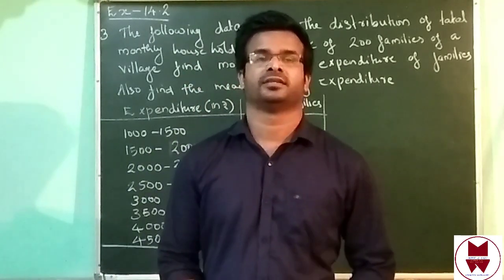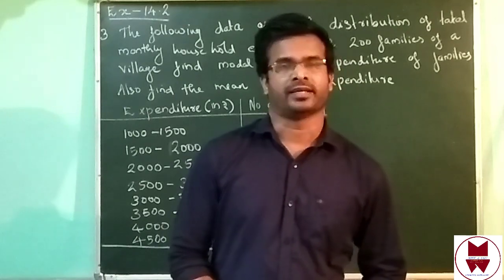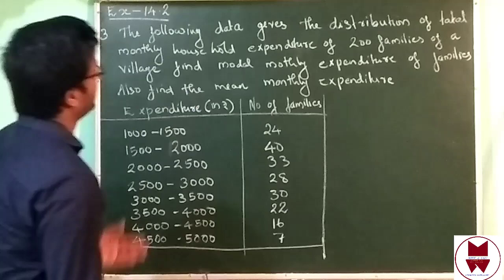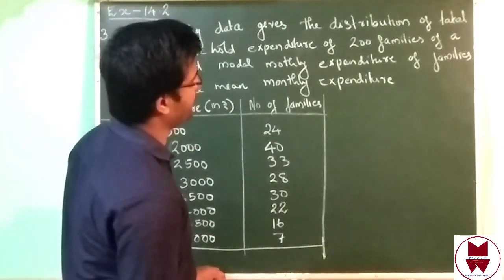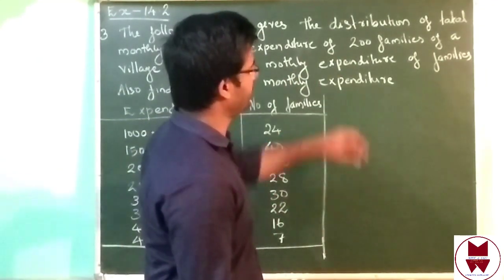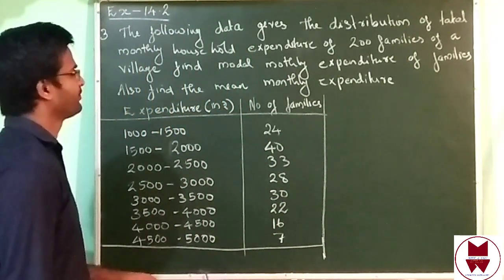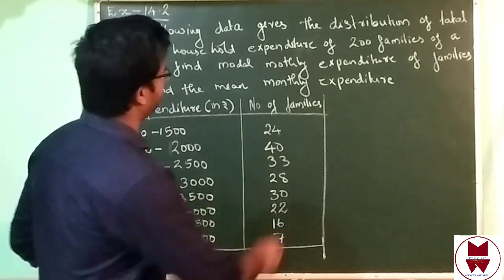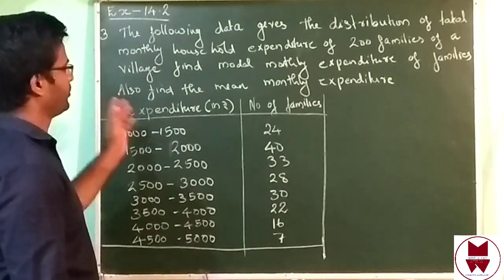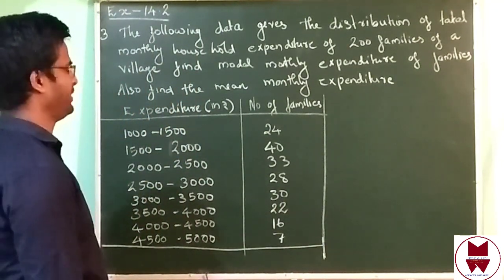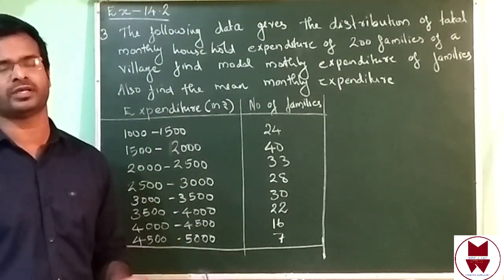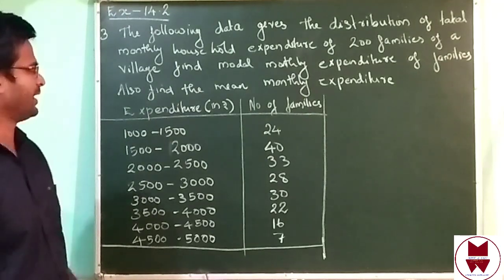Hi students, today we can study exercise 14.2 question number 3. The following data gives distribution of total monthly household expenditure of 200 families of a village. Find modal monthly expenditure of families. Also find the mean monthly expenditure. Here, one data is given, we have to find out mode and mean. First, we can check mode.